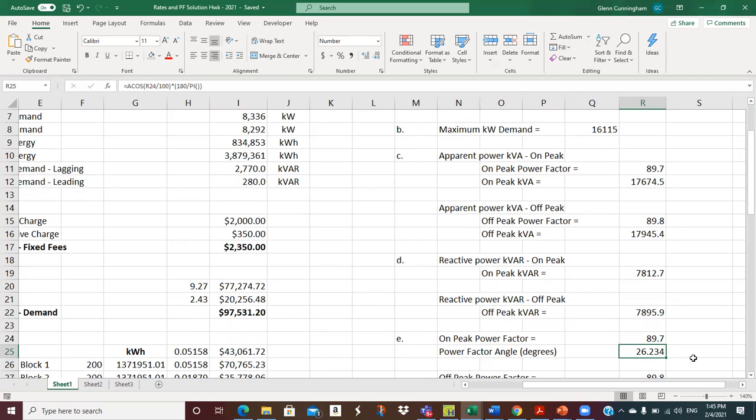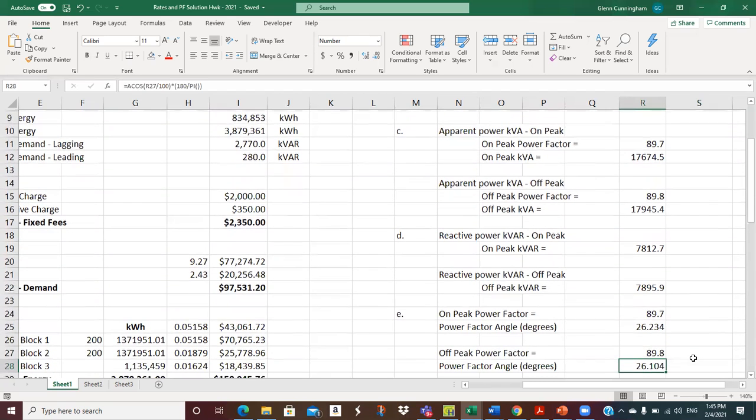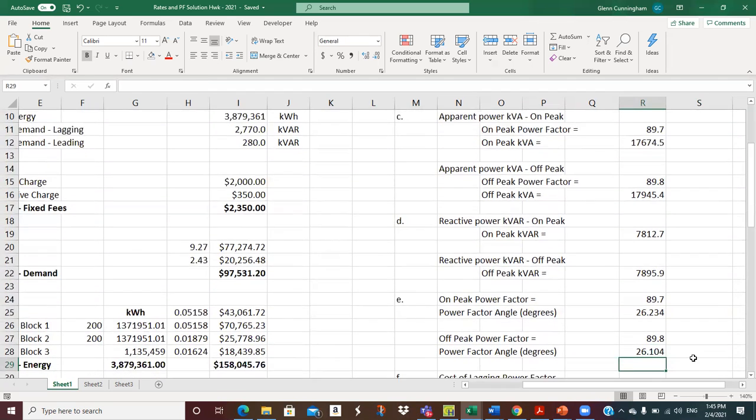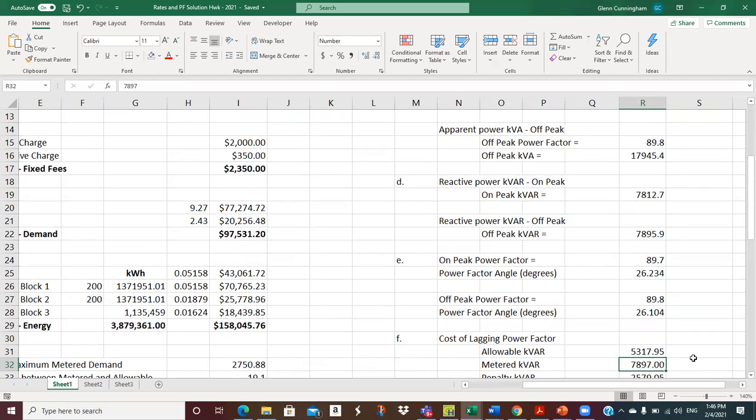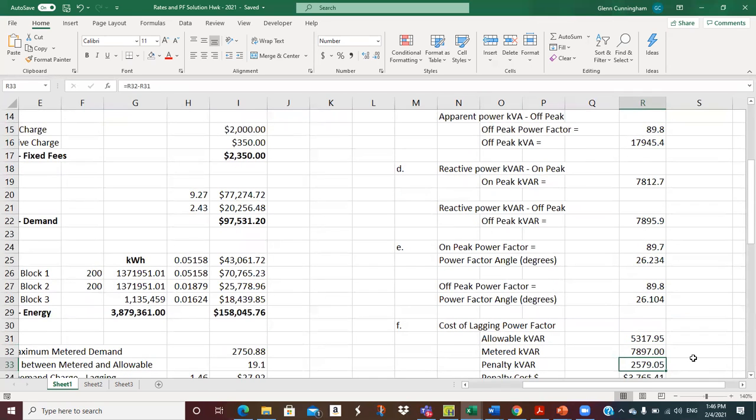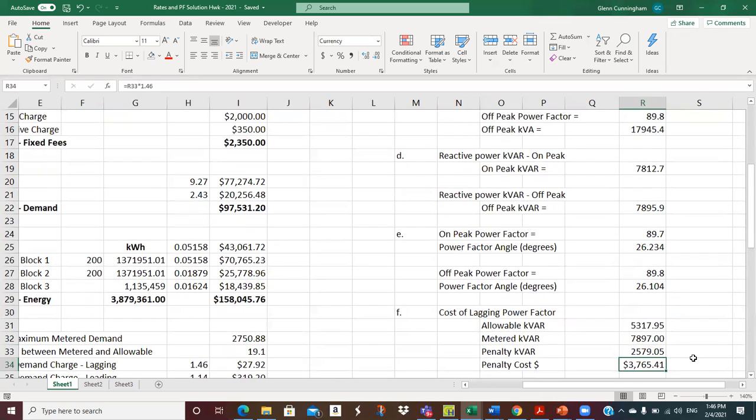You got to take the arc cosine. So I got 26 degrees. I actually did that. Oh, there we go. Okay, and there's that one. Let's see, allowable kVAR. So that's my peak demand times 0.33, which is kind of redundant. The metered, the difference. So that's the penalty kVAR. That's what I have to pay for.